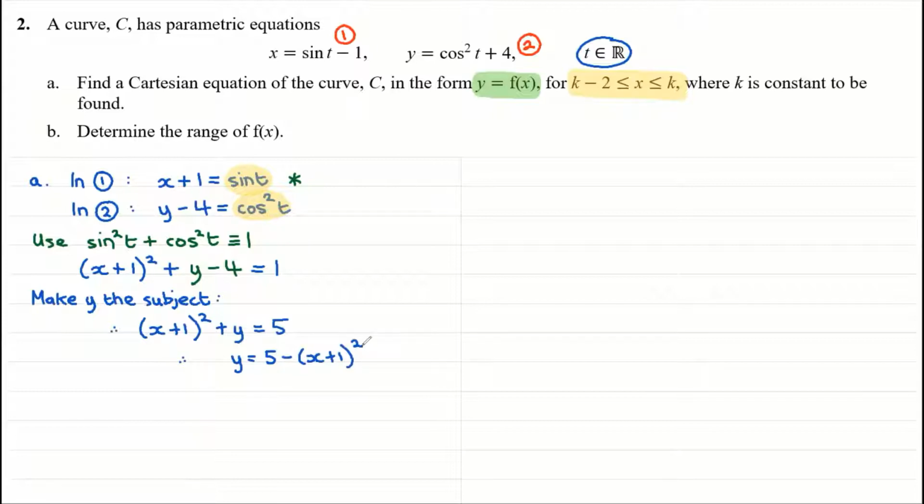Now, what's extraordinary is because we had the cos squared in the parametric equation for y, it's changed the curve entirely. We now have a quadratic. So we have a parabola which has a maximum, and it's written in completed square form, which is really, really handy as well. All right, now what we need to do is to determine what this domain of y is.